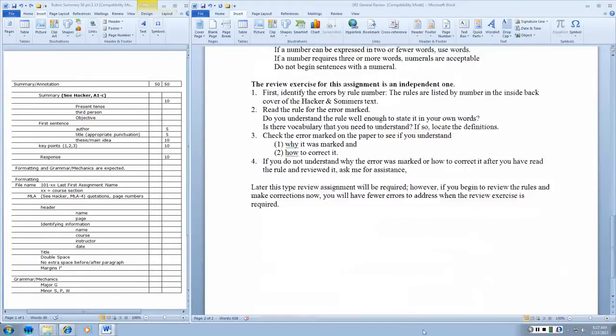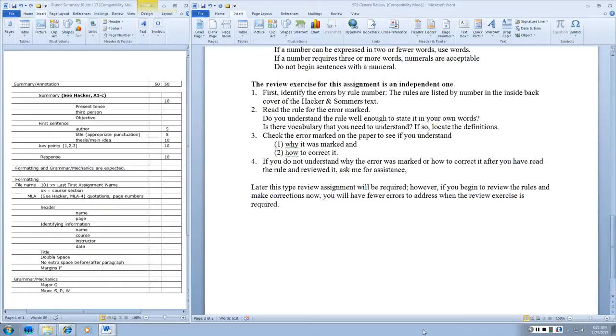And this is how I ask you to review. This one is an independent one. That is, do this on your own. First, identify the errors by rule number. That is, go through your paper that has been returned to you and look at the rule number that has been marked on your paper. You'll find those rule numbers in the inside back cover of the Hacker and Summers text.